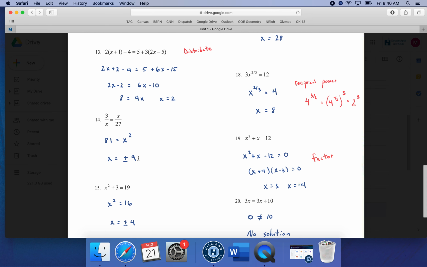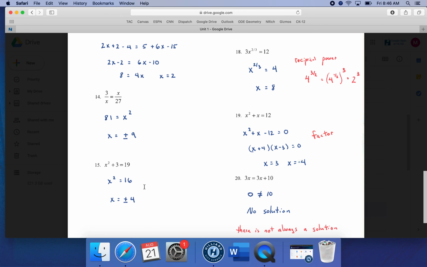And I just wanted to remind you that if you have 81 equals x squared, when you take the square root, you have to introduce the plus or minus, which you would have learned in Algebra 1. Taking the square root, you have to account for the positive and the negative. This one, I'm going to go ahead and subtract 3. And then I'm going to take the square root of both sides, and I'm going to end up with that same thing: plus or minus the square root of 16. The square root of 16 is 4, so you're going to get plus or minus 4.